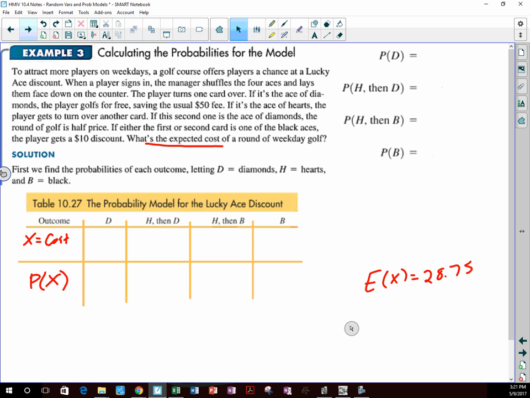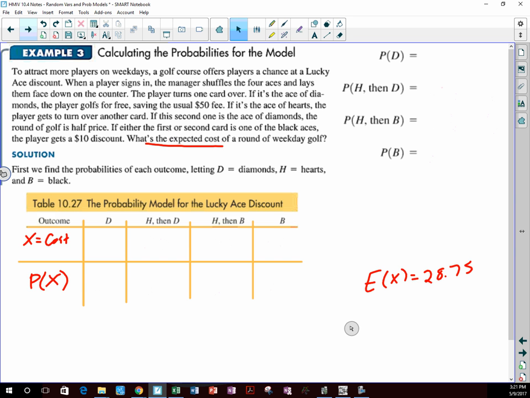All right. Our next example is again using a probability model. Our random variable this time is going to be given to us through this lucky ace discount at a golf course. It says, when a player signs in at this golf course, the manager shuffles the 4 aces and lays them down face down on the counter.